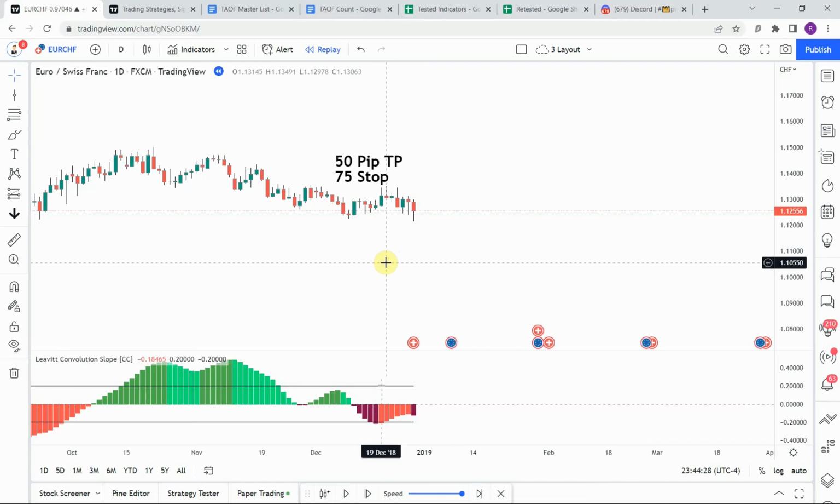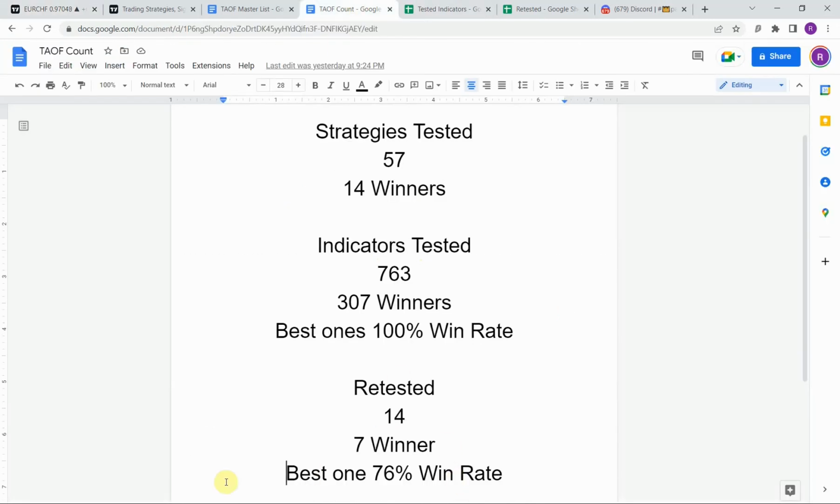Alright, as I said, today we will be testing the Leavitt Convolution Slope Indicator. Before we do though, I wanted to put the testing scoreboard up for everyone to see. So to date, we have tested a total of 57 different strategies, with 14 of them being profitable. We've also tested a total of 763 indicators, with 307 of them being winners. The best ones so far were able to achieve a 100% win rate. Now you need to go back and watch those videos to understand the context of how they were able to achieve that. So go back and watch those videos and see what you can get out of those winning indicators.